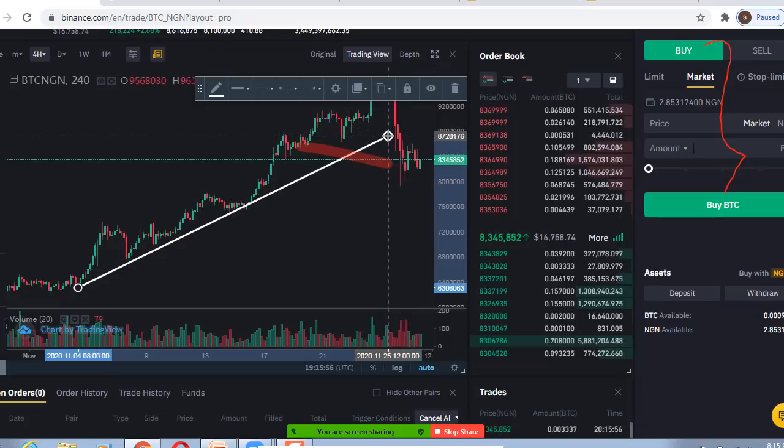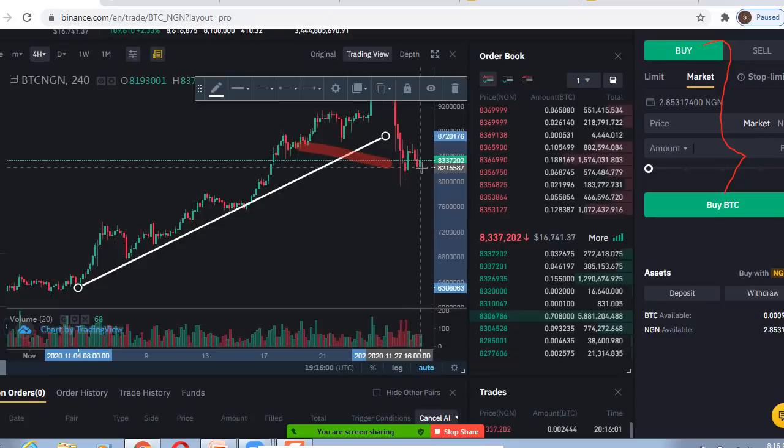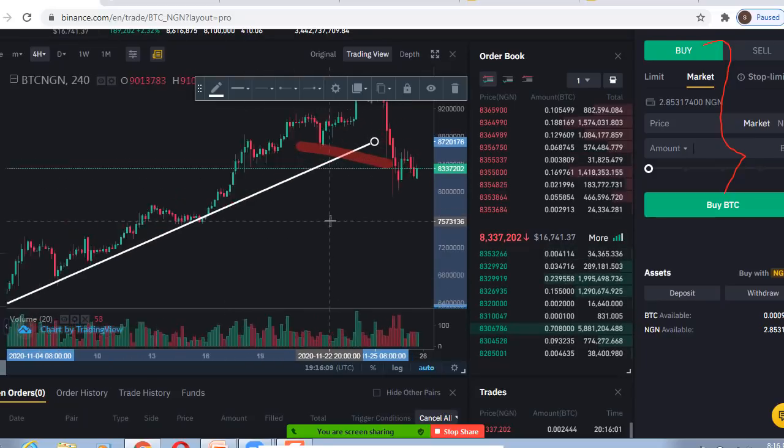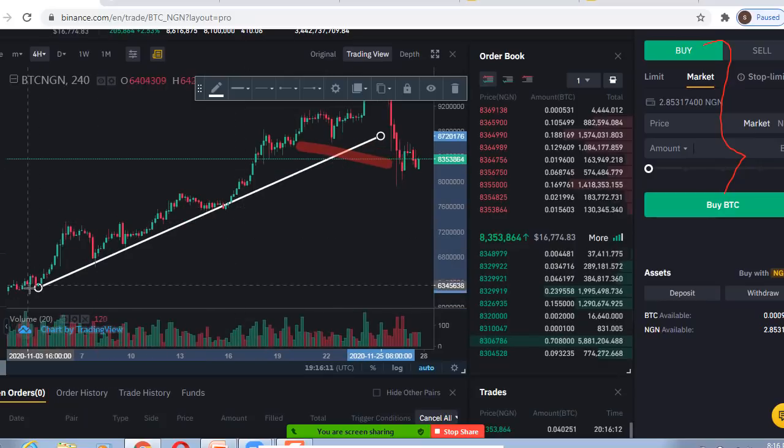Let's take this last resistance here, support here. This last support. Can you draw from that place? Not that one, the last one before that one. This one? Yes, exactly. Yes, you can draw your trend line from this point.